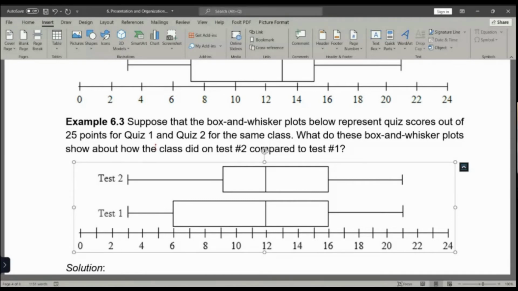Observe that during test 1 and test 2, we have the same lowest score and highest score. So your scores were distributed from 3 to 21. Next, test 1 and test 2 also have the same median. Okay, that's our median.